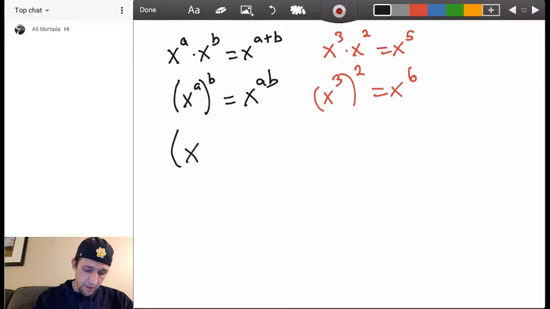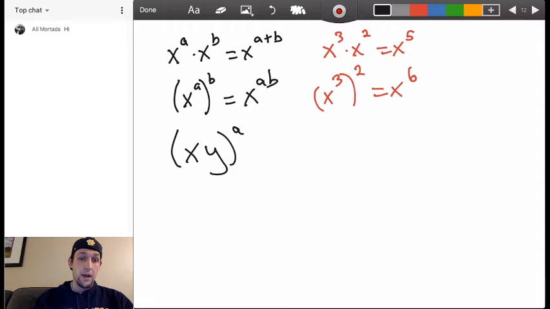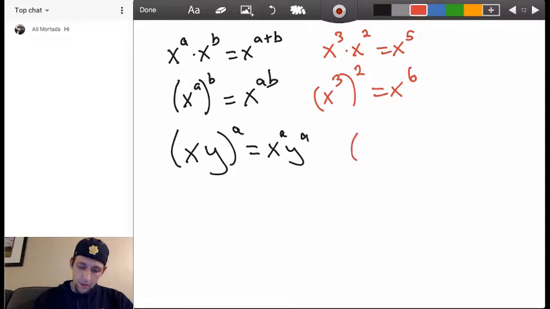Next is basically the distributive property with exponents. Remember, you are not allowed to distribute exponents over addition and subtraction. But multiplication and division are totally okay. So this says that I can distribute an exponent when I've got multiplication. That'd be x to the a, y to the a. An example of that would be 2x to the third would be 8x to the third, because the exponent can go to the 2 and the exponent can go to the x as well.